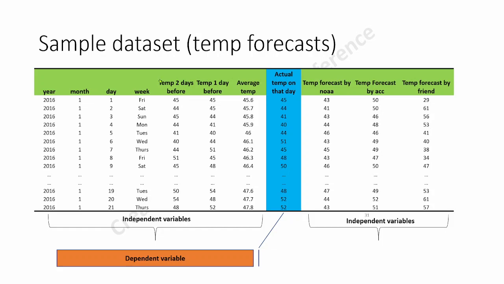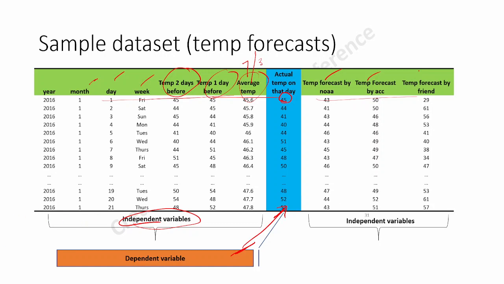Let's look at a few more examples here. Here, if you look at the columns like month, day and week, and temperature 2 days before, 1 day before, average temperature for the last 7 days maybe or 3 days, these columns are your independent variables. And the dependent one would be the one that you want to predict, or you want to say that 45 can be defined based on the information in the row. So this is an example of a table with independent and dependent variables.